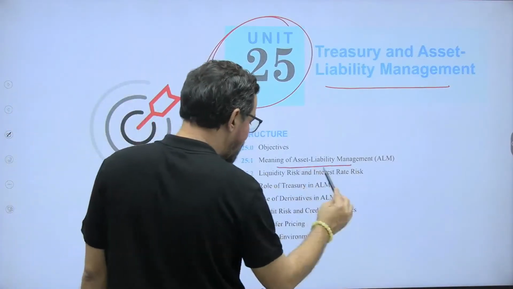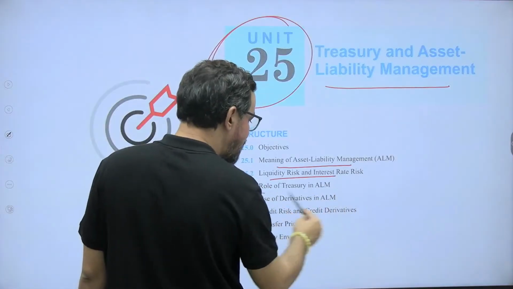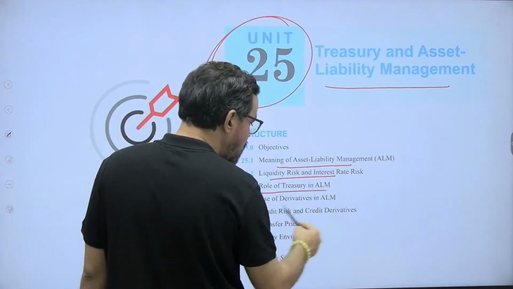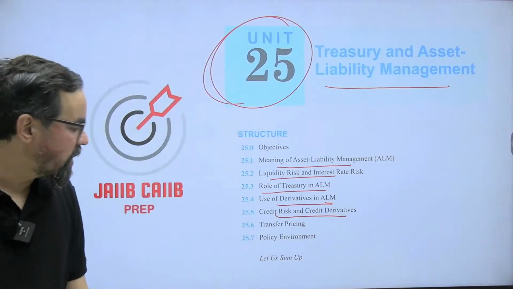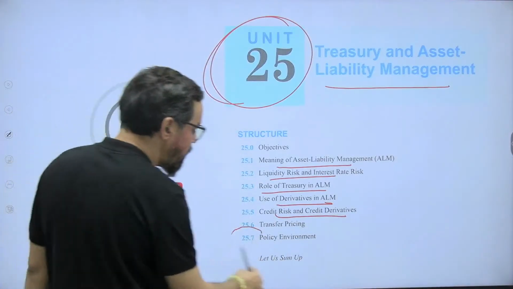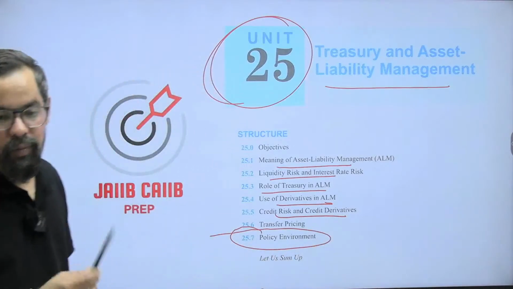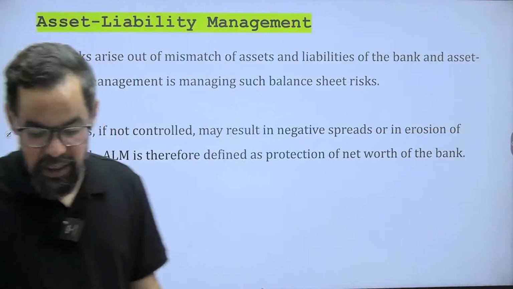Okay? So you can see managing ALM, liquidity risk and interest rate risk, role of treasury in this, uses of derivatives again, credit risk and derivatives, transfer pricing and policy environment. This is a very, very important one, the policy environment part. This gets asked so many times.